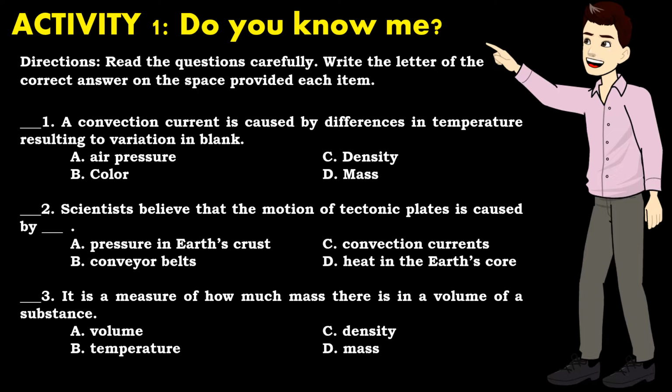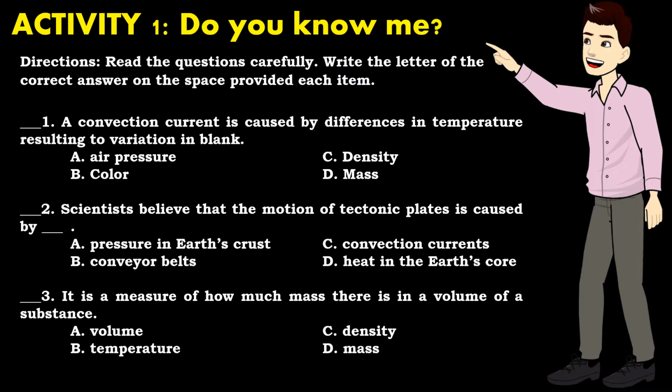To determine that you really are ready for our next lesson, we will have a short activity. Let me read the directions and all the questions. Activity number 1, do you know me? Directions, read the questions carefully. Write the letter of the correct answer on the space provided each item. 1. A convection current is caused by differences in temperature resulting to variation in blank. A. Air pressure. B. Color. C. Density. D. Mass.